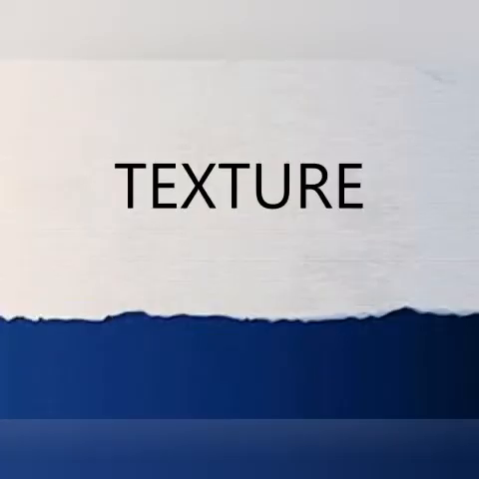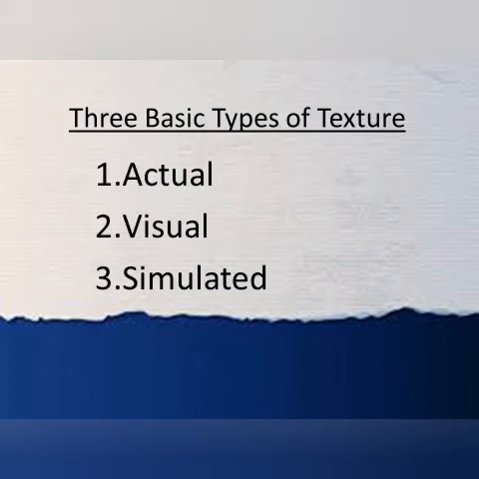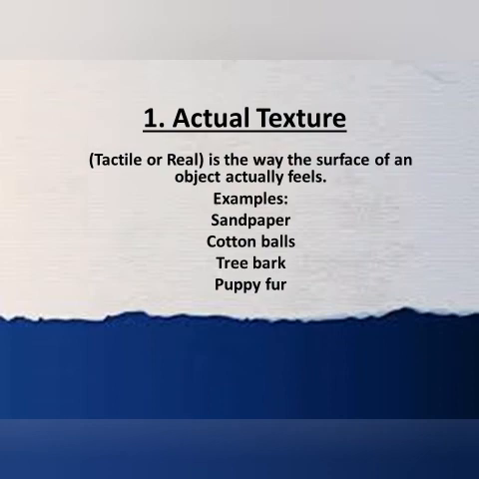So the next element of art is texture. Texture is the surface character of an object. It refers to the surface quality in a work of art, to the way an object feels to touch or looks as it may feel if it were touched. There are three basic types of texture. First is the actual, second is the visual, and third is the simulated texture. Actual texture, or tactile or real, in other words, is the way the surface of an object actually feels through its roughness or smoothness. Examples would be sandpaper, cotton balls, tree bark, and puppy fur.